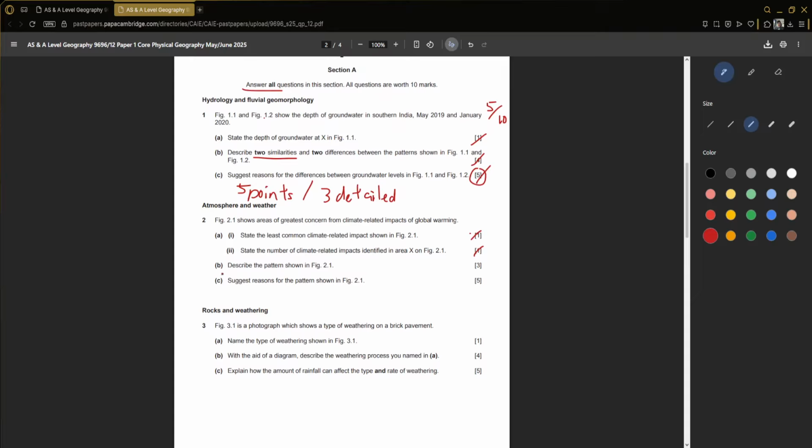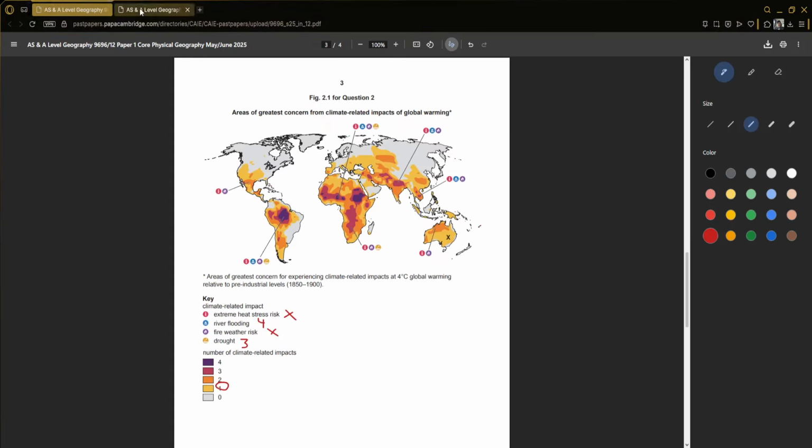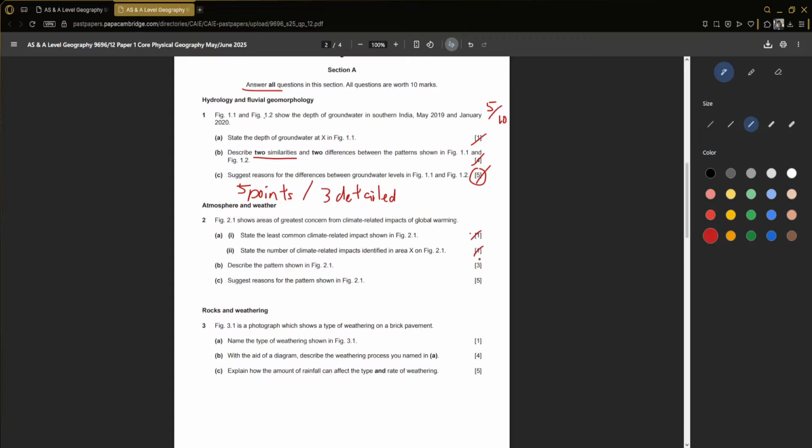For question 2b, I got 2 out of 3, and it says describe the pattern shown in Fig 2.1. So what's this pattern overall? And use the marks as your pointer as to how many points or paragraphs or sentences you should write.